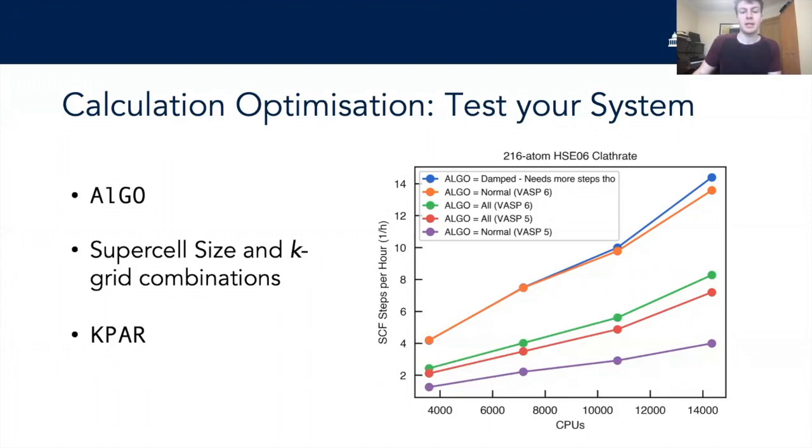And finally, the k-point parallelization via k-par can also strongly affect the calculation speed, and there are some tips on the wiki to help find an optimal value.